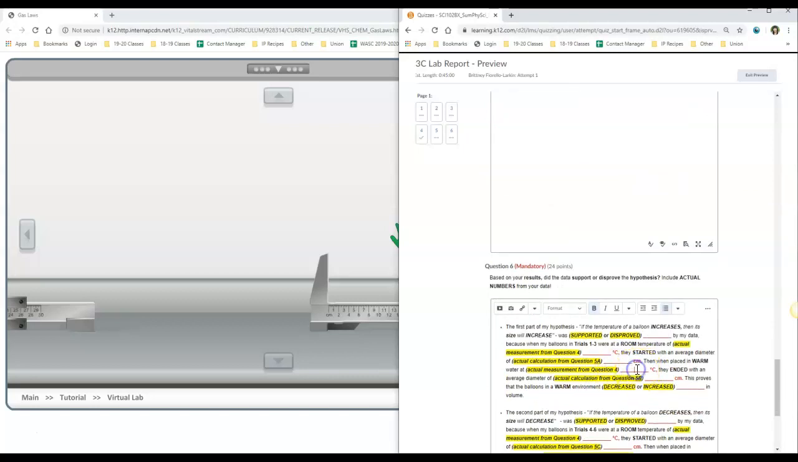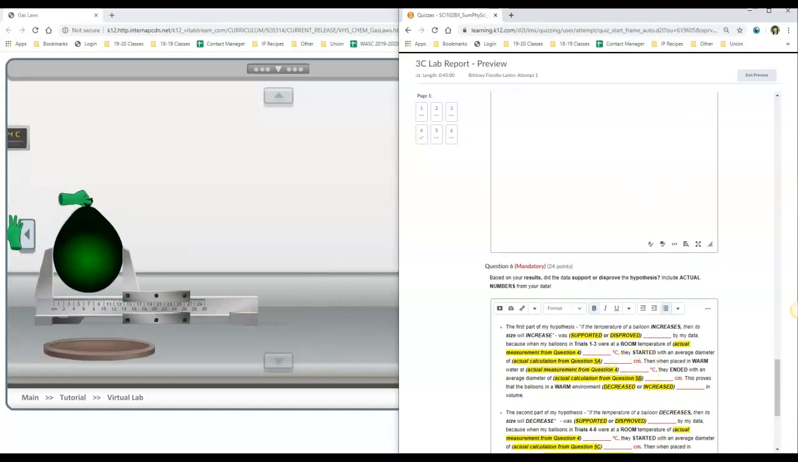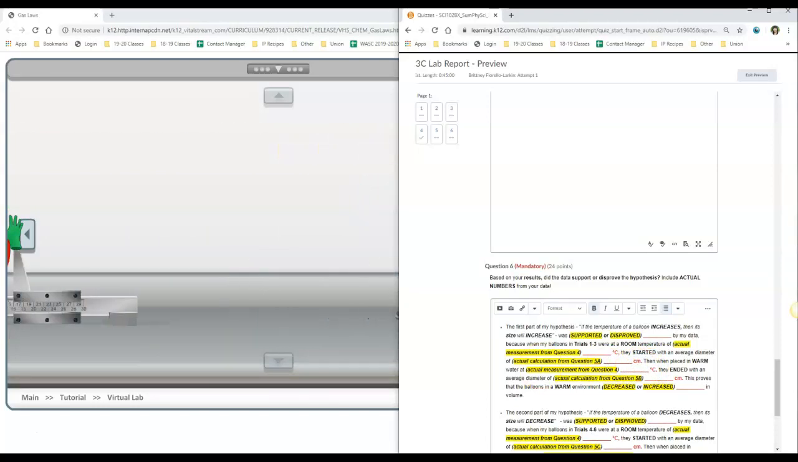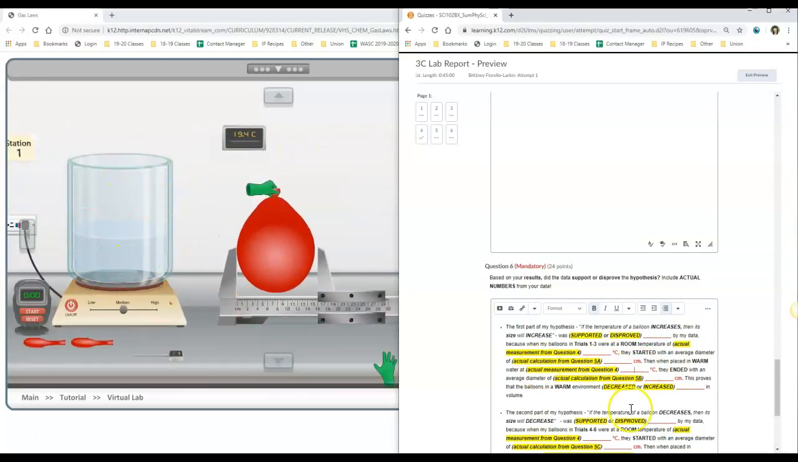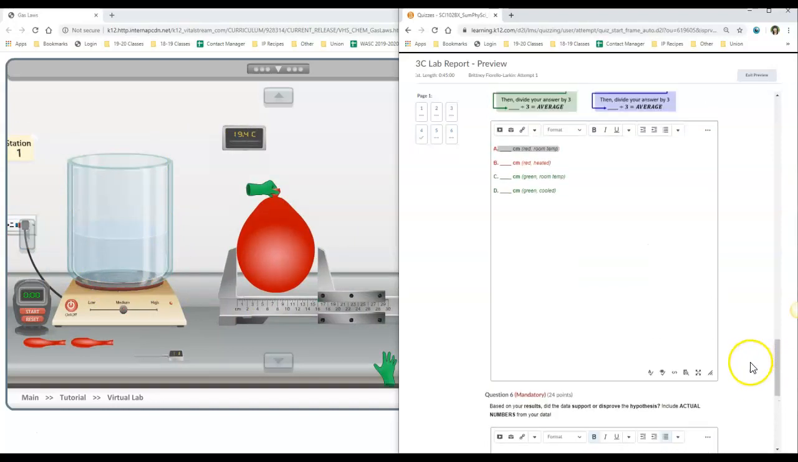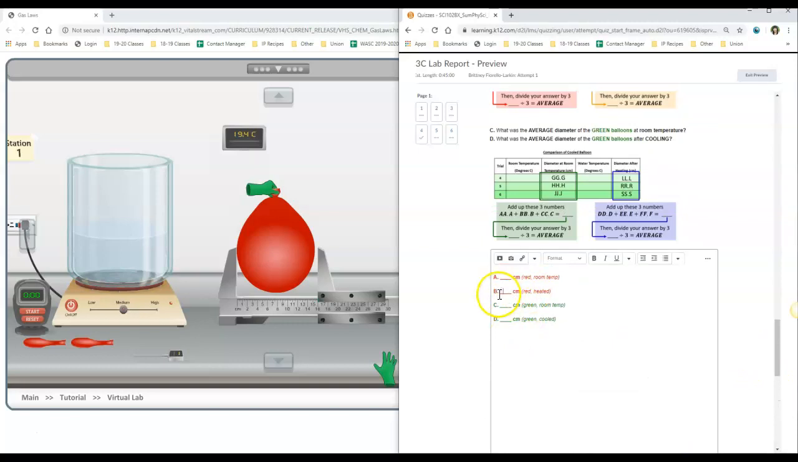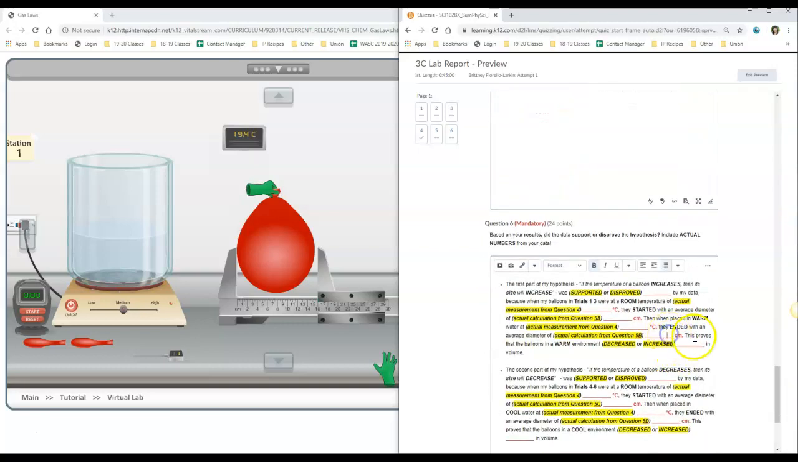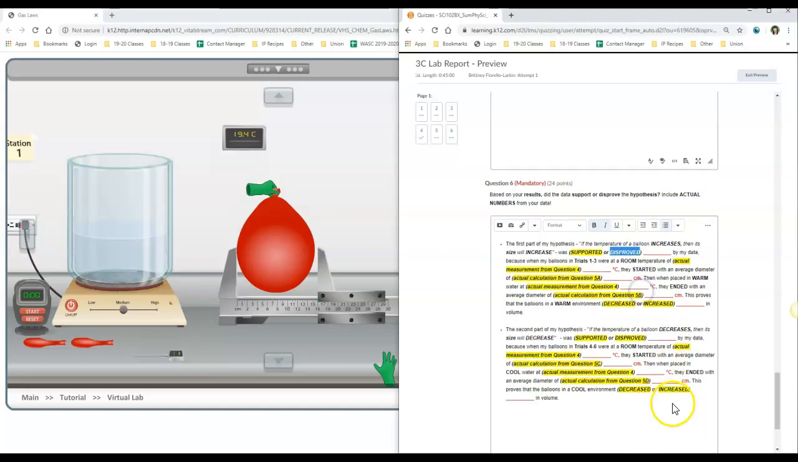And then they were placed in a warm environment with a temperature of, remember, the temperature of this hot area was 50 degrees. And then they ended with an actual diameter of blank centimeters, which again is the average you should have calculated here. And then this proves that balloons in a warm environment, do they increase or decrease in size? So if this final 5B measurement is bigger, they increase in size, which would support our data. If this 5B measurement is smaller, then they decrease in size, which disproves our hypothesis.